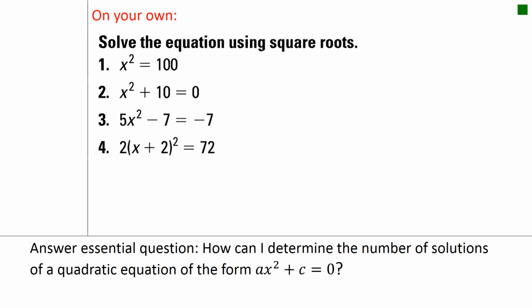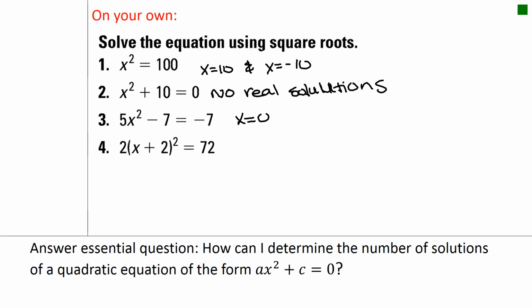The first one, you should have got that x is equal to 10 and x is equal to negative 10. Number 2, you should have got no real solutions. Number 3, you should have got one solution at x equals 0. Number 4, you should have got two solutions at x equals 4 and x equals negative 8.